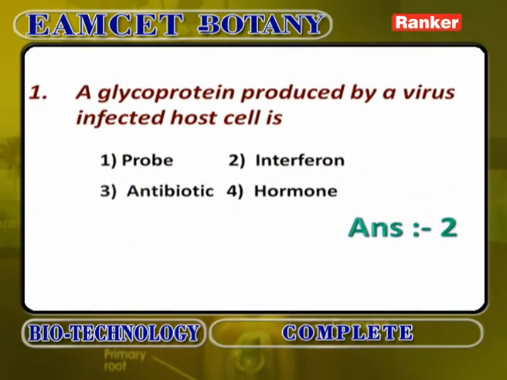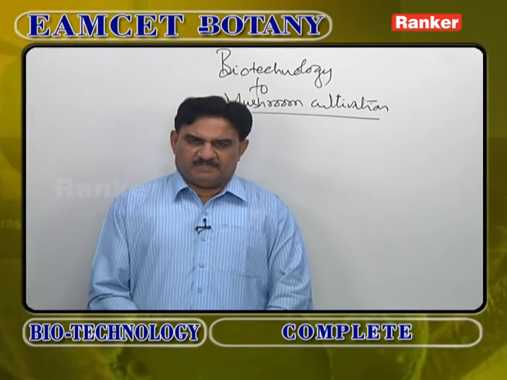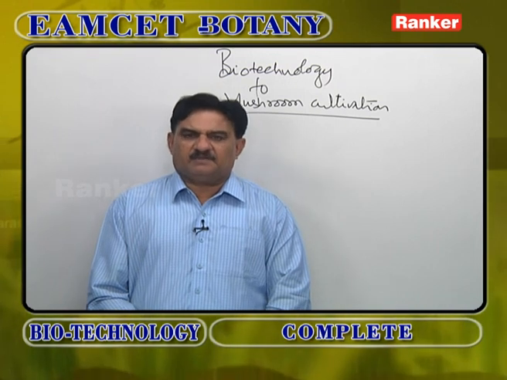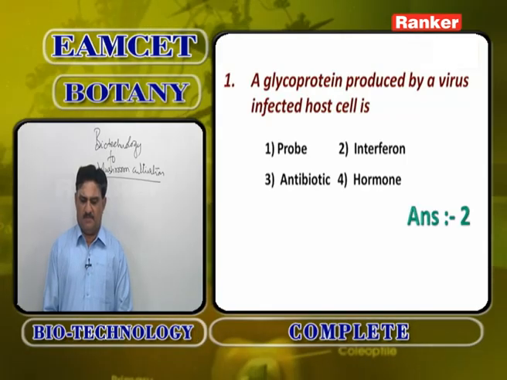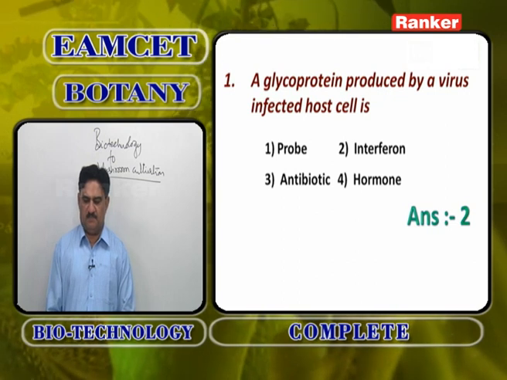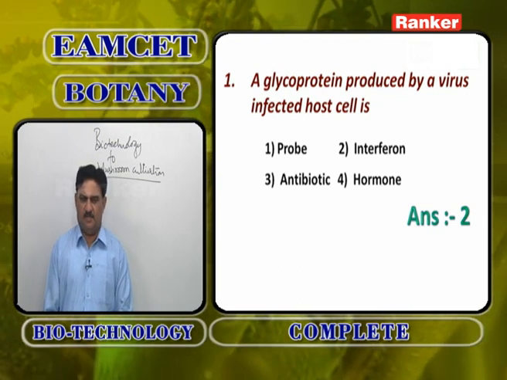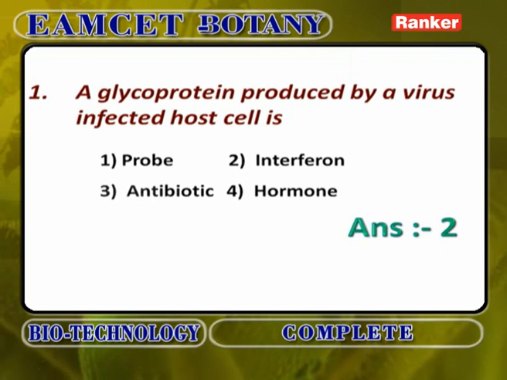First one, a glycoprotein produced by a virus in the infected host cells. A glycoprotein produced by virus in the infected host cells is interferon. What is interferon? A chemical substance produced by virus in the infected host cells to prevent the infection of other viruses is interferon. So a glycoprotein produced by a virus in the infected host cells is not probe, it is not antibiotic, it is not hormone, it is interferon, a chemical secreted by virus infected cell. Virus itself in the infected cell to stop the infection of other viruses is interferon.